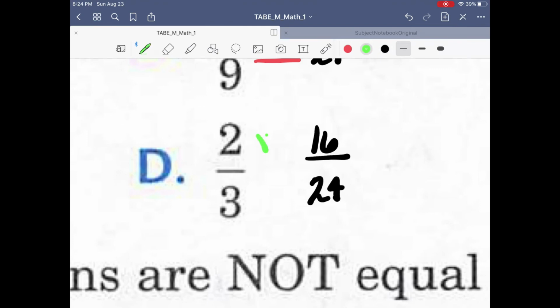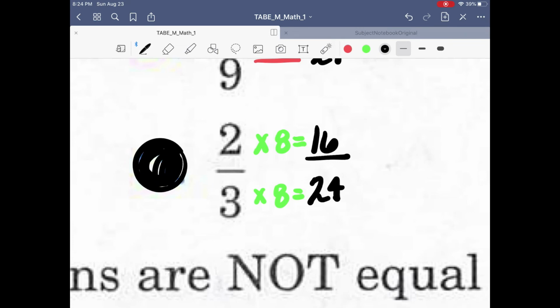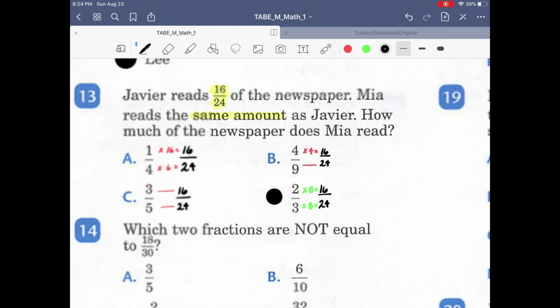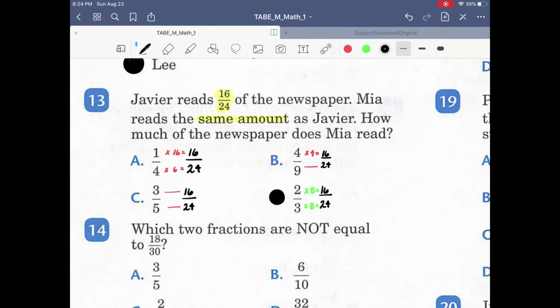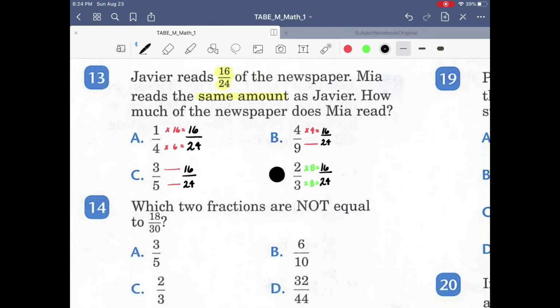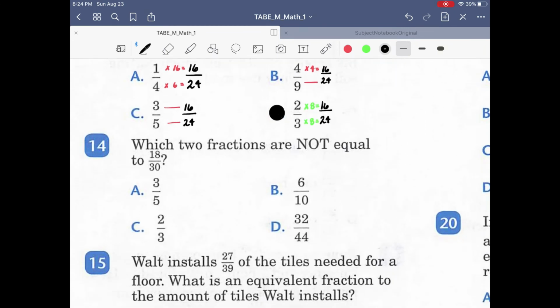But we need to prove that in case I've made a mistake. 2 times 8 is 16 and 3 times 8 is 24. So the answer here is D. Mia reads 2/3 of the paper, which is equivalent to Javier, just in different terms. Answer to number 13 is D.